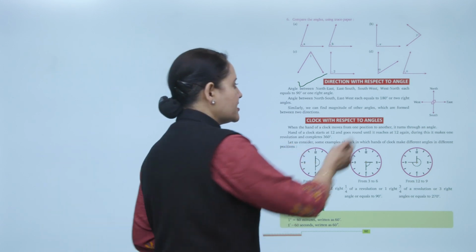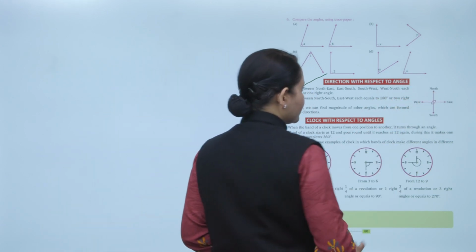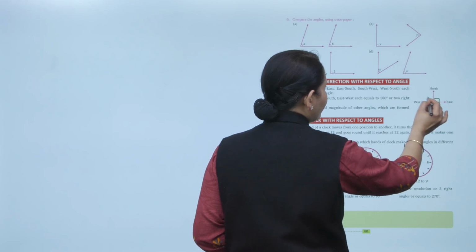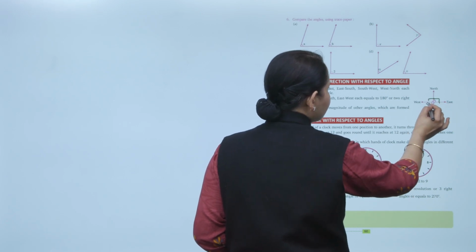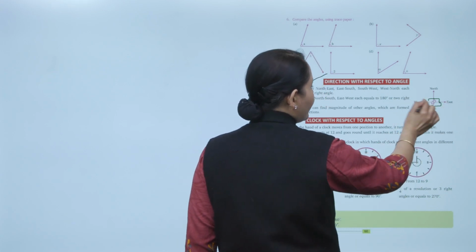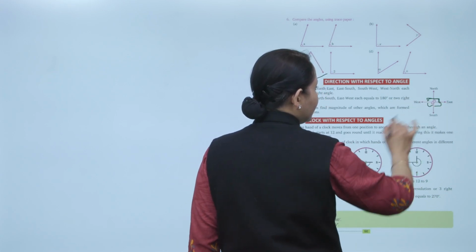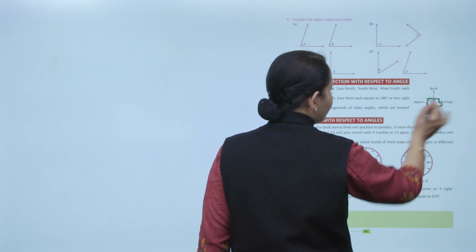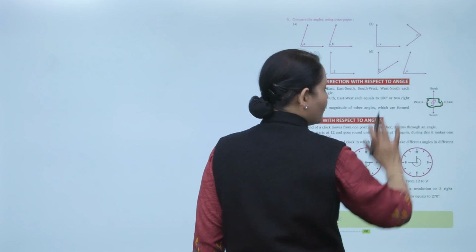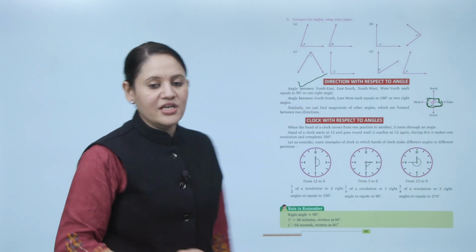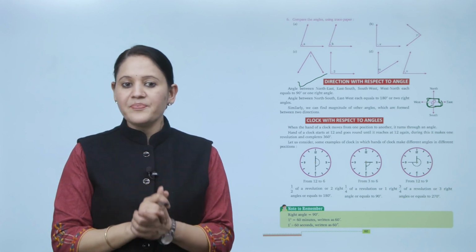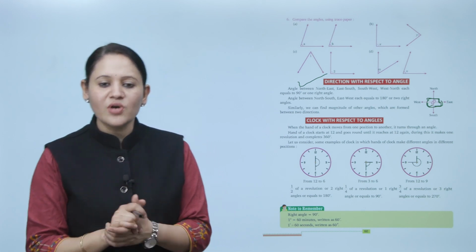So these are the directions: north, south, east and west. The angle between north and east is 90 degrees, north and west 90 degrees, west and south 90 degrees, south and east 90 degrees, east to west 180 degrees, west to east 180 degrees, north to south 180 degrees. Clear? So like this we can find the magnitude of angles between two directions. Clear? Next is clock with respect to angles.